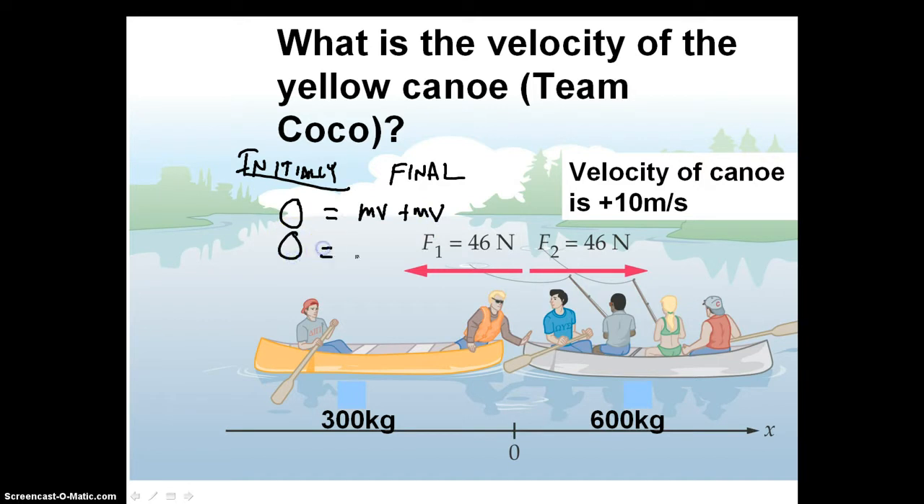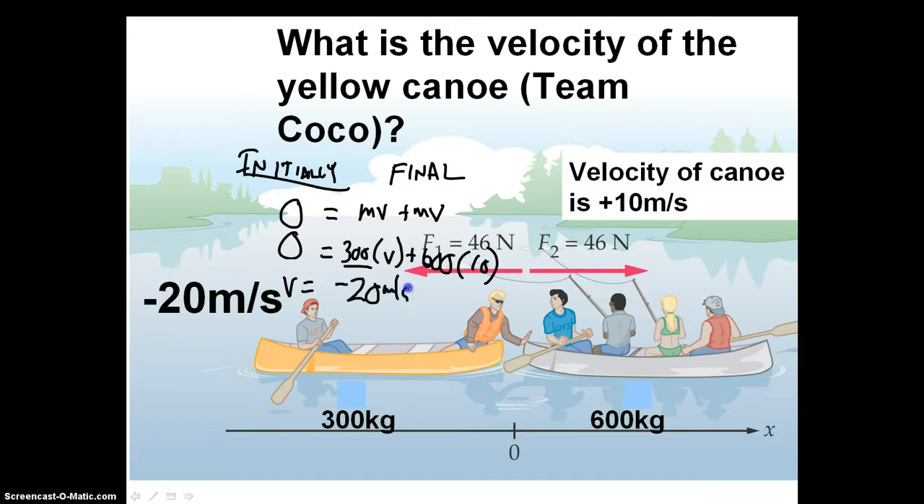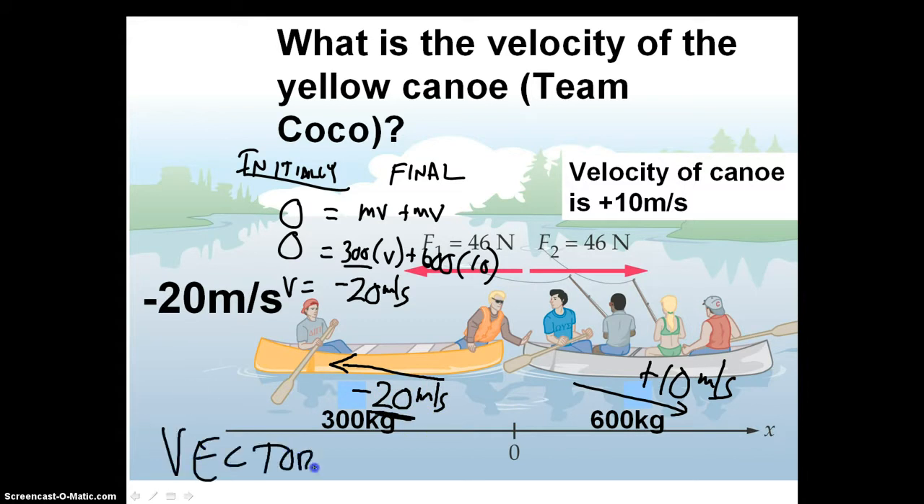Okay. So initially it's 0. The mass is 300 for the final, and the velocity is unknown. But the other guy's mass is 600, and the velocity is 10. Solve out the velocity, and you get negative 20. Well, how would it be negative? Because if I say this is positive 10 meters per second, then this is going to be the opposite direction, negative. Okay? So this is why we refer to these as vectors.